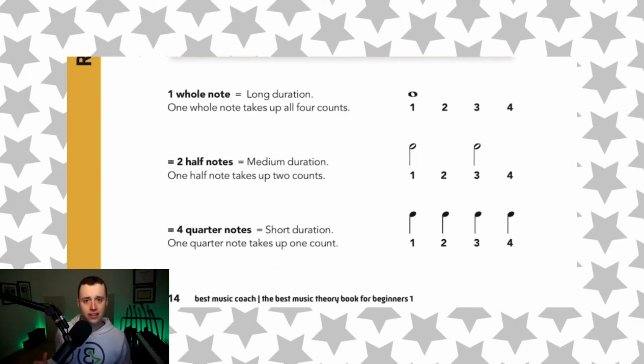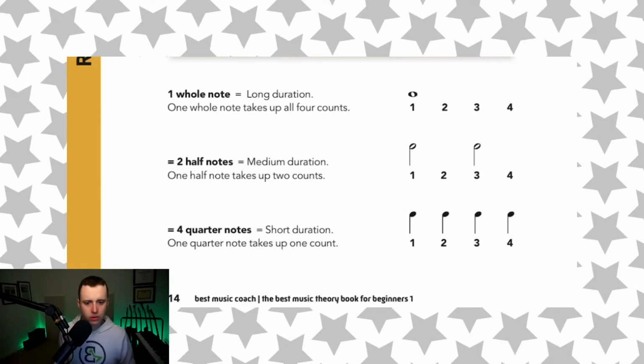So each one of these three types of notes has a specific name. We're not just going to call them open note head and stem note and closed note head and stem note. We're going to give them actual names. So when we just have an open note head, no stem, we're going to call this a whole note. And a whole note is a very long duration. It takes up 4 counts. Well, what are counts, you say? Well, we'll get there. It takes up 4 counts.